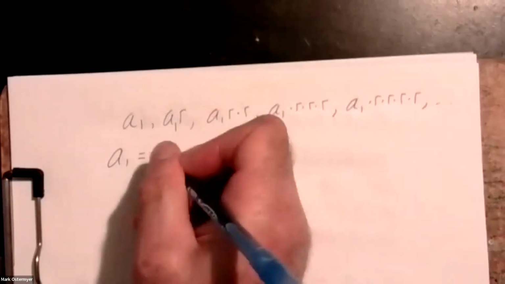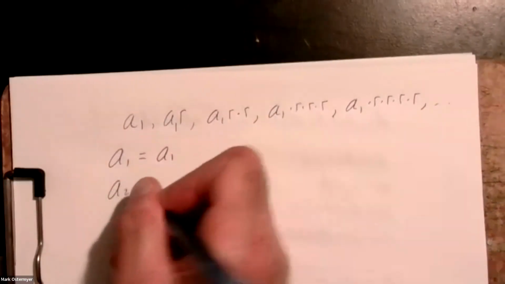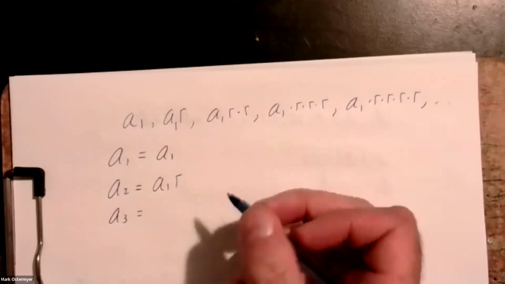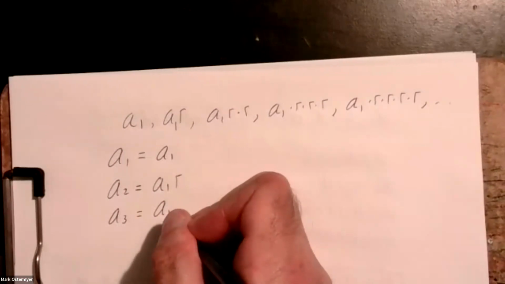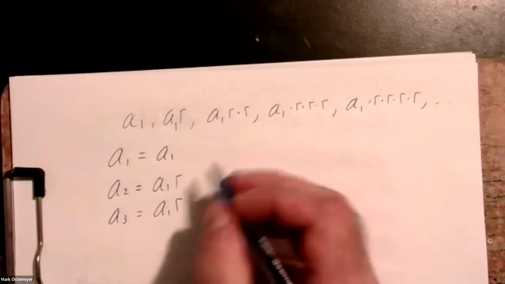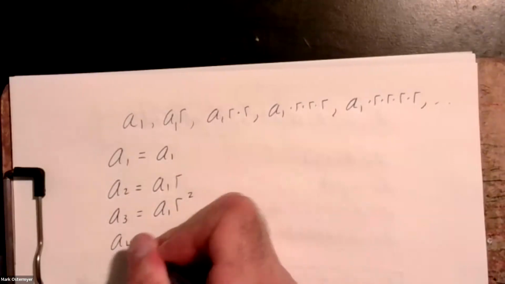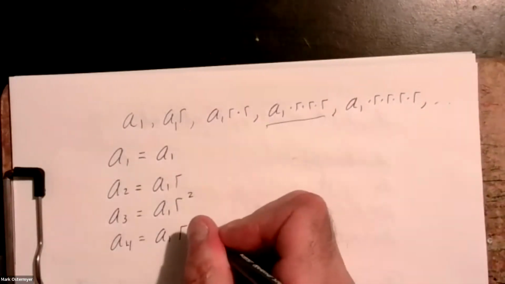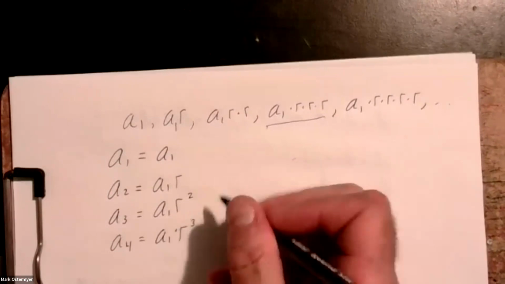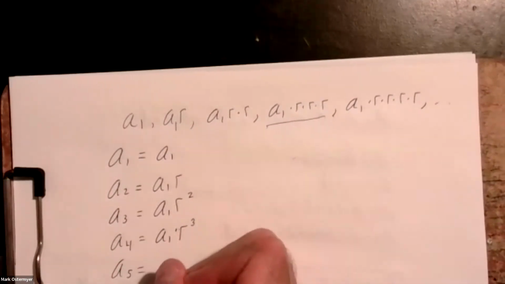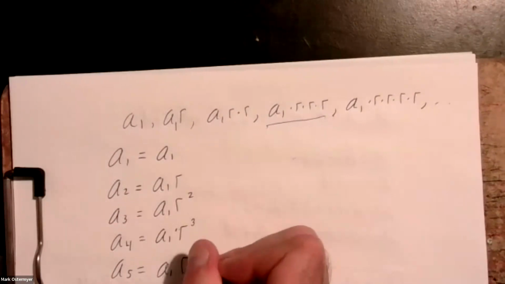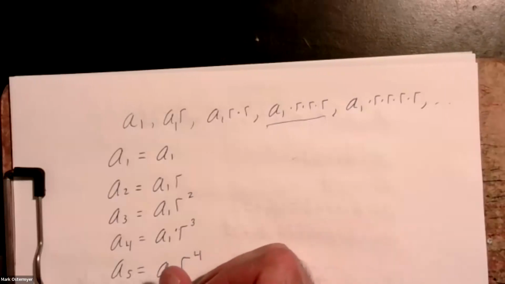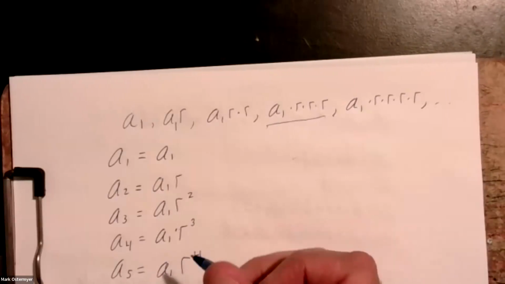So the first term is the first term. Second term is going to be the first term times the common ratio. The third term is going to be the first term times the common ratio squared. The fourth term is going to be the first term times the common ratio cubed. The fifth term is going to be the first term times the common ratio r to the 4th power.